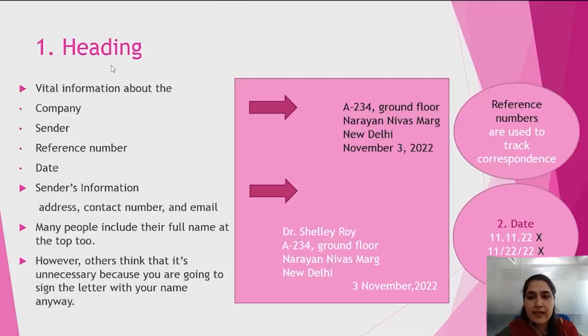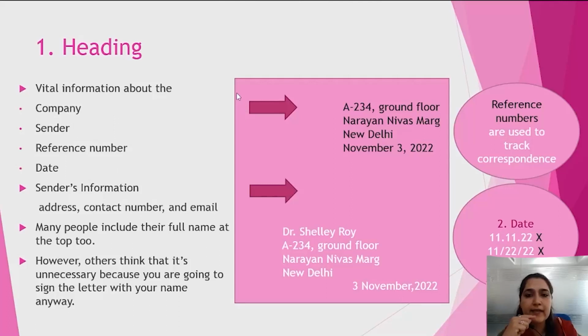So the first part is the heading. The heading will include the vital information about the company, then the sender, reference number and date. About the company, usually if the company is a registered company, then there is a letterhead, a printed form for correspondence which every company has, and on the letter pads they write letters. It will have the name of the company, the logo of the company, and it may also have the address, email IDs and phone numbers. So all that information will be included in the heading.